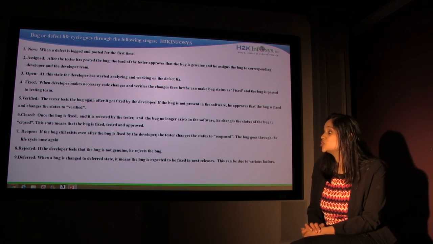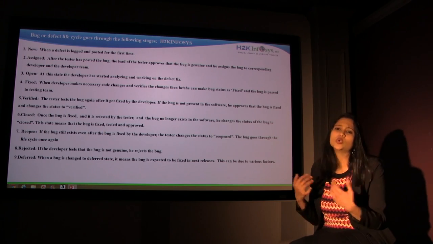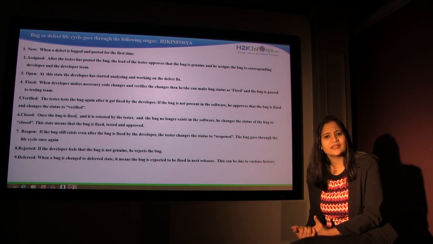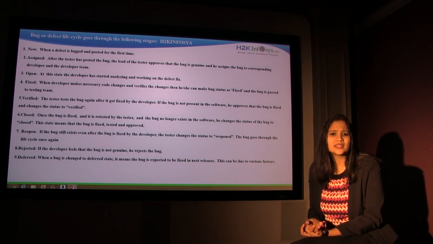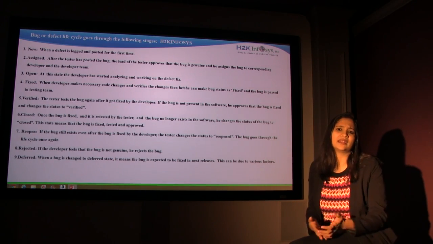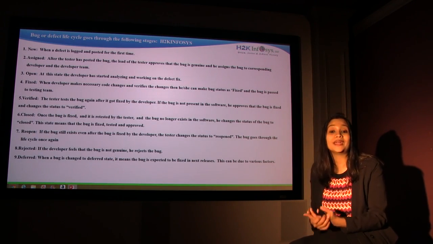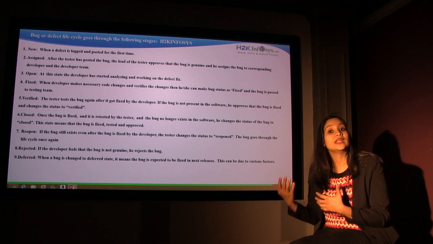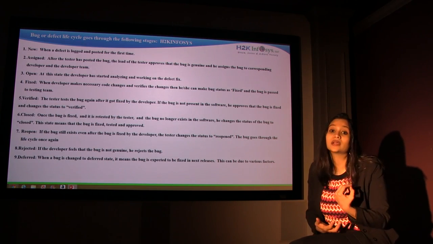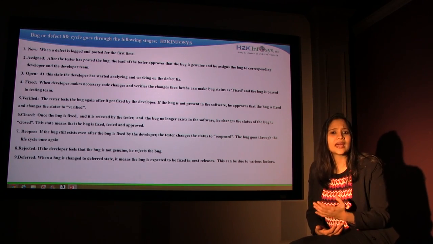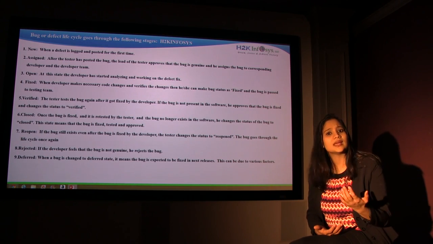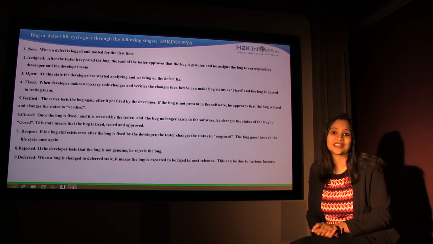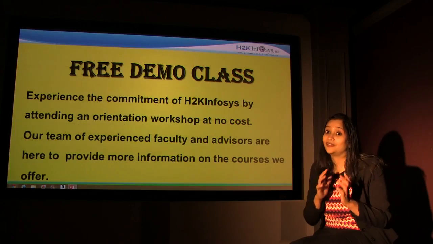Deferred. When a bug is changed to a deferred state, it means the bug is expected to be fixed in the next release. This can be due to various reasons. It may be a defect that's not a showstopper. This is probably something you can fix later. It doesn't need to be fixed right away. You might have priorities that need to be fixed even before this bug needs to be fixed. So during that circumstance, it's changed to a deferred status. So this is basically a defect life cycle.